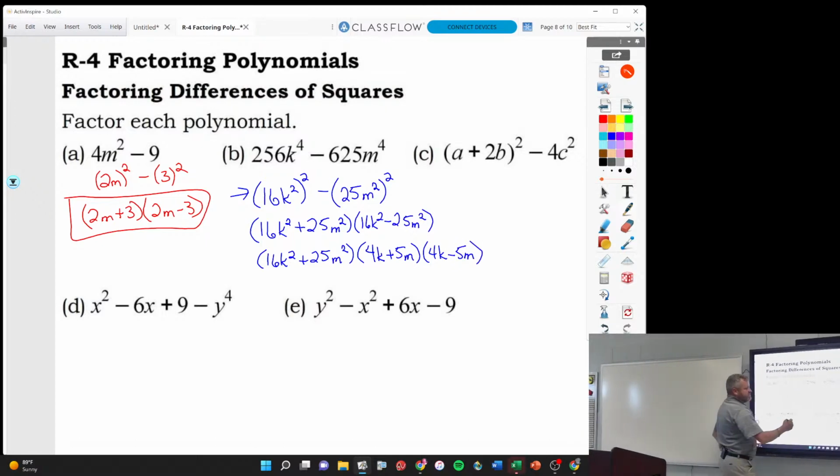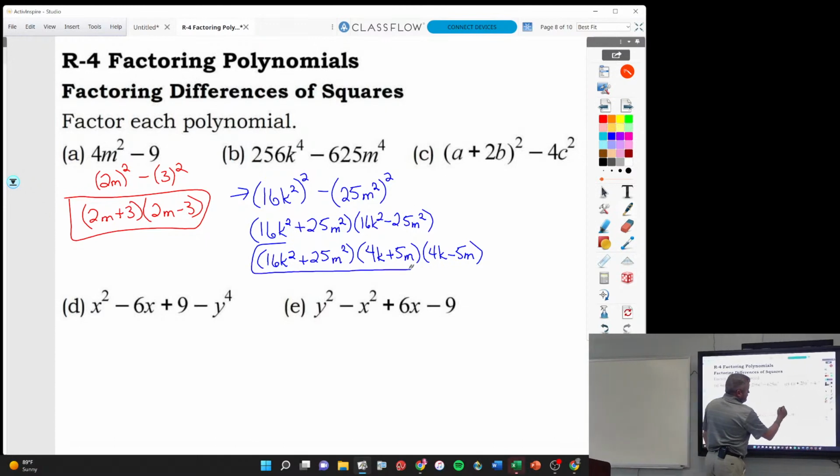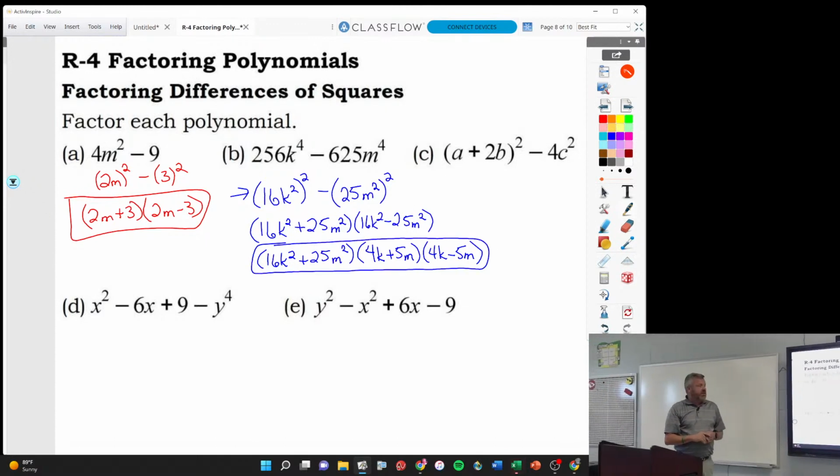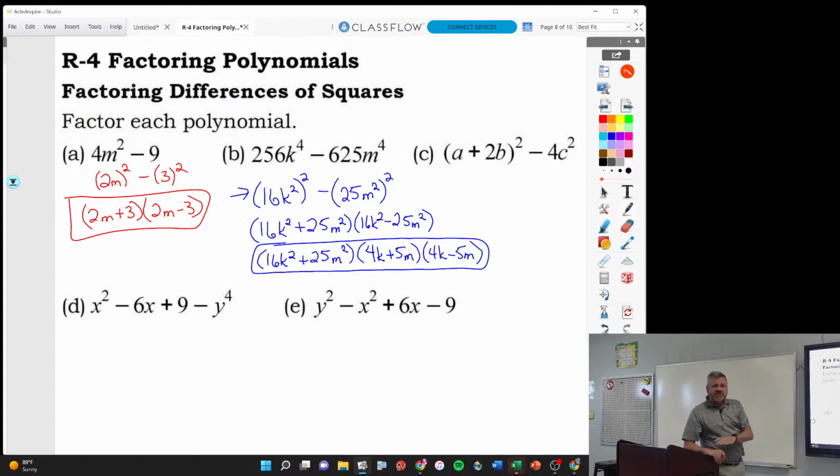And now we ask ourselves, are we done? The answer is yes. It doesn't factor any further than that. And there's your answer to part B. So it got a little longer, and the reason it got longer is because there were two separate factoring pieces to go to solve this problem.